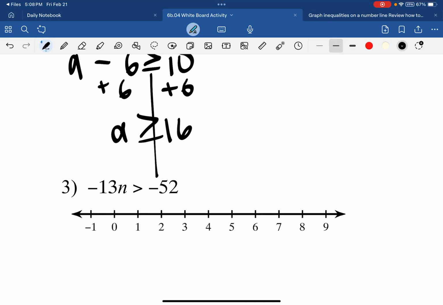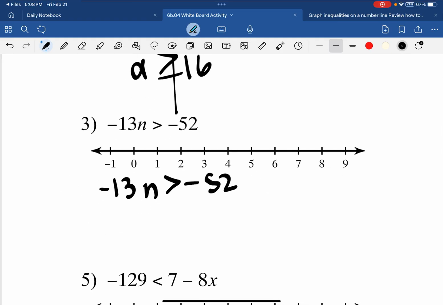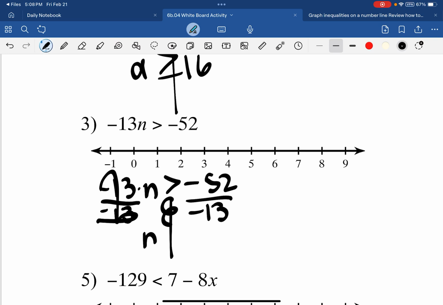Okay, this one is a one-step as well. Okay, this is multiplication. The opposite is division. Both sides. This becomes 1. This is going to turn over. And that turns over because we divided by a negative number. Okay, and then we get, what is that, 4? Okay.